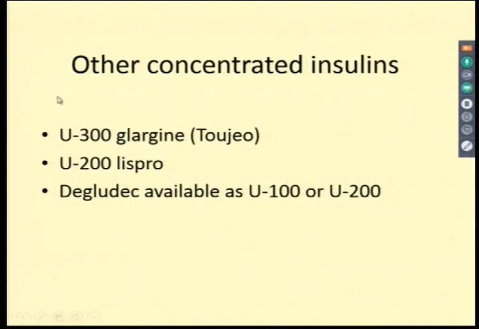Glargine is now available at U300. They gave it a new name, Toujeo. I'm not even sure how you pronounce it. Toujeo is, I think, the more common one. U200 Lispro is available, and degludec is available in 2 concentrations.